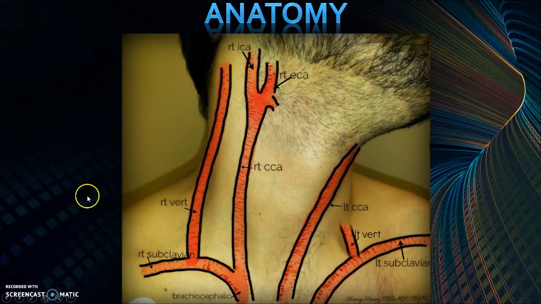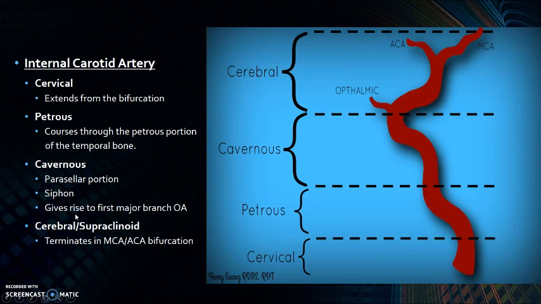Okay, so the internal carotid artery is divided into 4 main sections. It's further divided when you're talking about gross anatomy or cerebral angiography. But these are the 4 main sections, which would be the cervical part, which is obviously the part that's in the neck. The petrous portion is the part that courses through the petrous portion of the temporal bone.